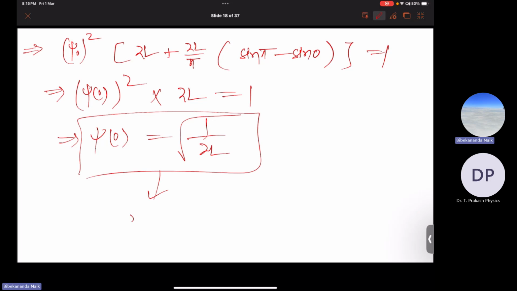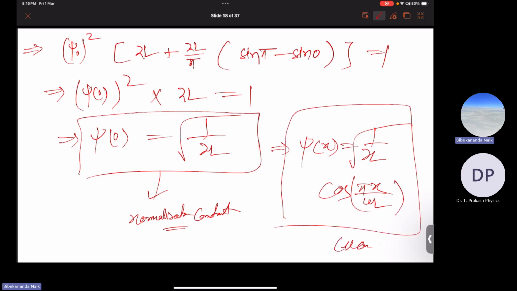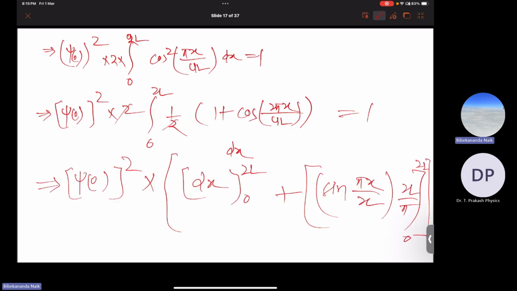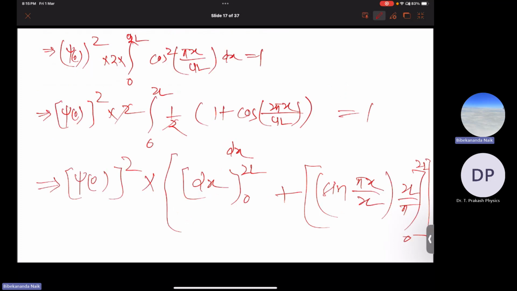So this is the normalization constant. The actual wave function will be psi x equals 1 by root over 2l into cos pi x by 4l. This is the wave function. Is this clear to you? Yes, sir. Okay, so we are lagging behind.